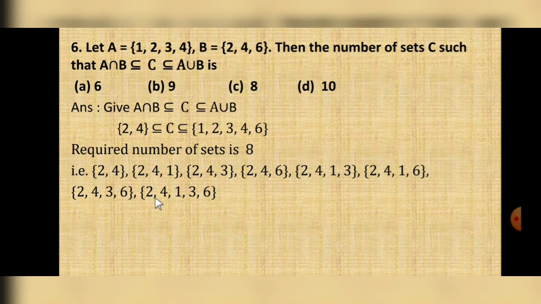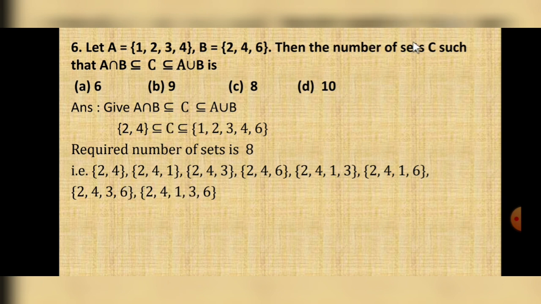Next one is the set having 5 elements. For the set having 5 elements, we can write the same set here, that is {1, 2, 3, 4, 6}. Before that, we can take this fixed term {2, 4}, along with this one we can take 1, 3, 6. So how many sets did we get here? 1, 2, 3, 4, 5, 6, 7, 8. So these sets we can take in the place of C.